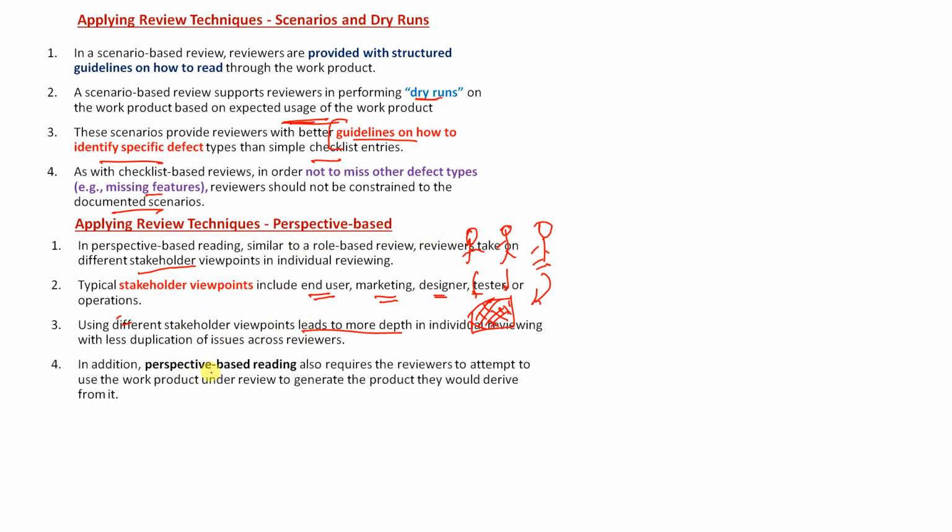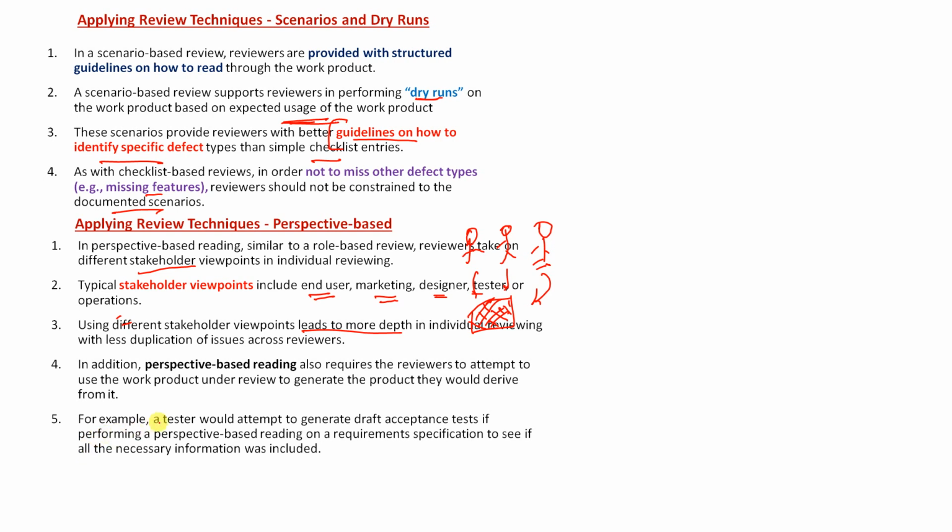In addition, perspective based reading requires a reviewer to attempt to use the work product under review to generate a product they would derive from it. So that's what it is. From their own perspective they may find something, and if it is helpful, it will definitely be implemented. And another one, yeah.